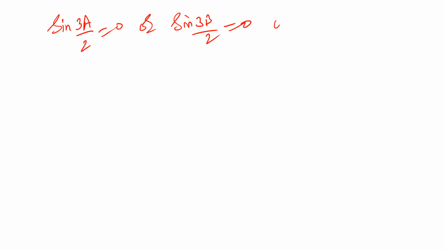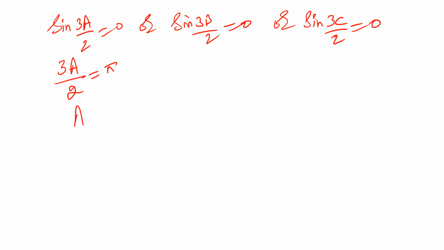Now if I say at least one of them is 0, then what do I get? From this equation we conclude that either sine 3A by 2 is 0, or sine 3B by 2 is 0, or sine 3C by 2 is 0. Now clearly 3A by 2 must be equal to pi. This is the only possible case. So that means A becomes 2 pi by 3. Now if I put sine 3B by 2 equal to 0, what do I get? I will be getting 3B by 2 equal to pi.